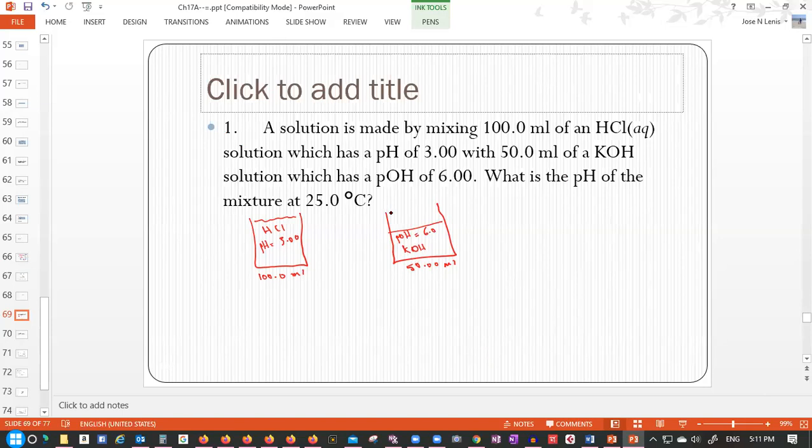So the question is, if you put those two together, you mix these two in a new container, in another container, what is the pH of that new solution? Obviously, the volume for the final solution is going to be what? 100 mLs plus 50 mL. So the volume of the final solution is going to be 150.00 mLs.